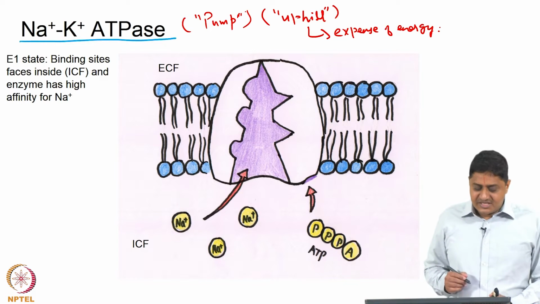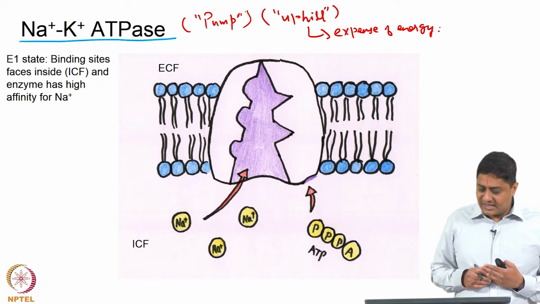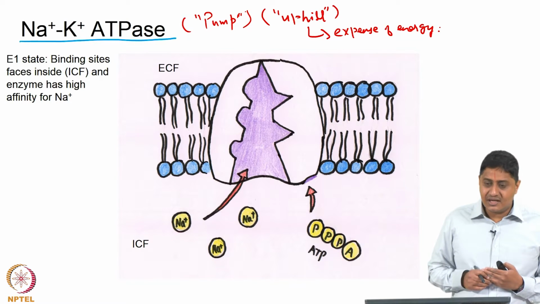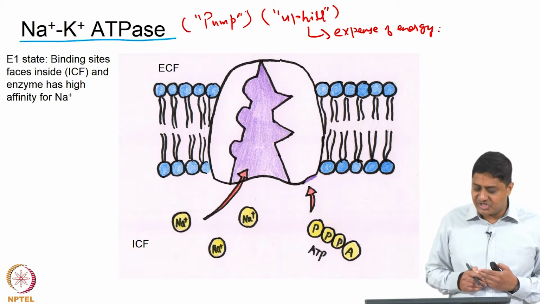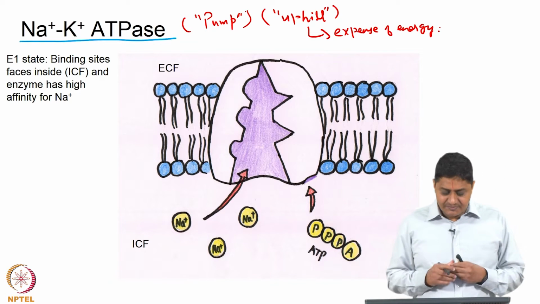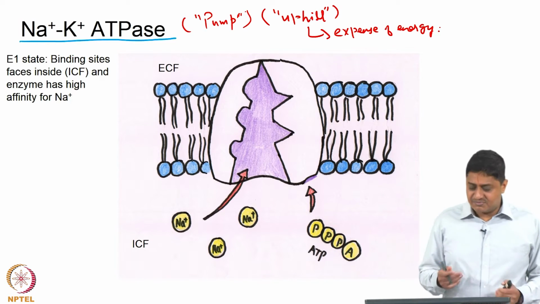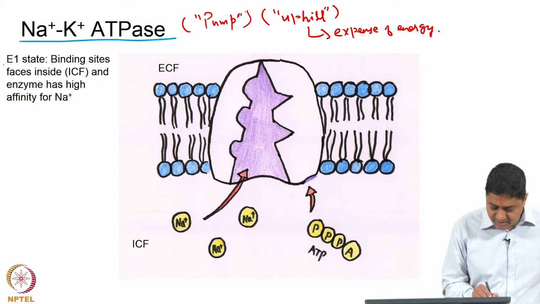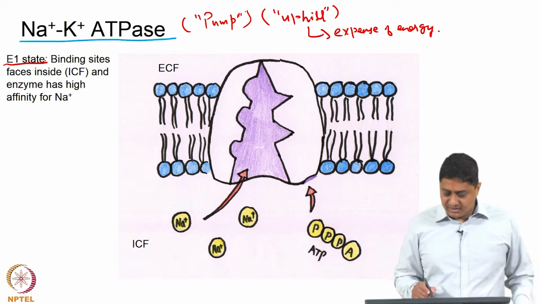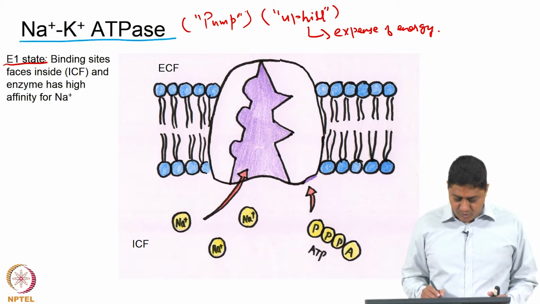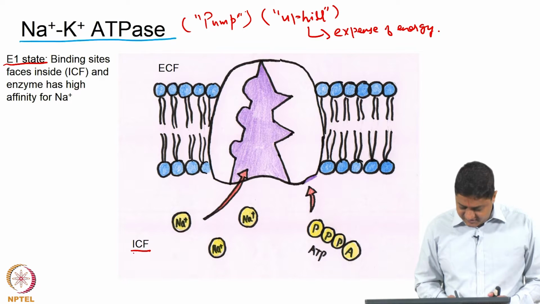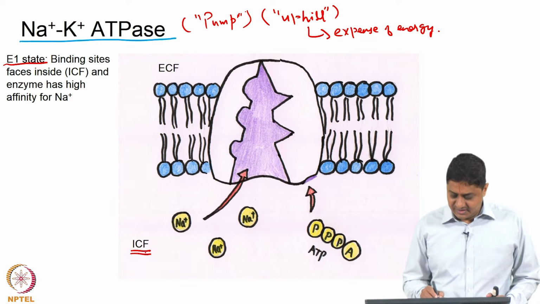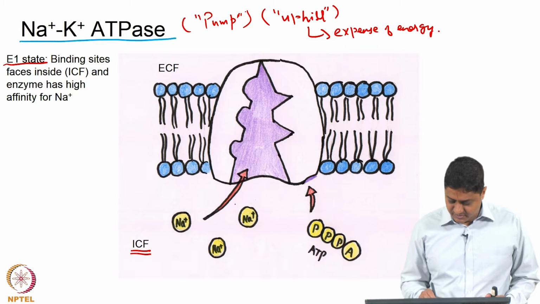So, in the case of sodium potassium ATPase, this is a transmembrane protein that takes up energy and undergoes conformational change. So, this membrane protein has two conformational states, an E1 state in which the binding sites are open on the inside of the cell like this. So, this is the opening.